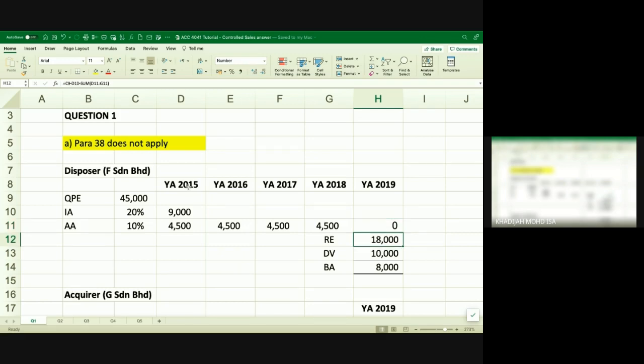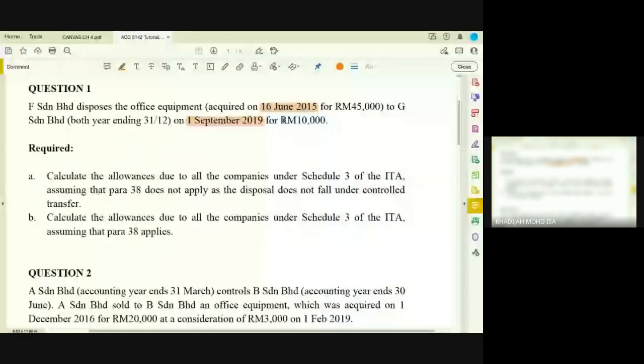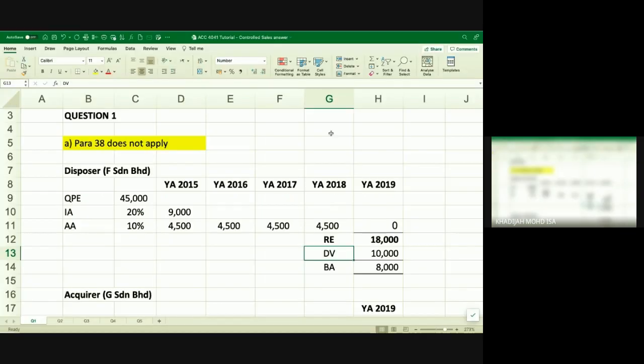Then you compute what is your RE. So in this case, your RE is your 45,000 minus all these allowances that you have claimed, amounting to 27,000. So 45,000 minus 27,000, that's how you get your RE of 18,000. Yeah. And then what is your disposal value? In this case, you can sell the asset for 10,000 ringgit. So that is your disposal value. Remember, this is third party. So you put that disposal value, then you have a balancing allowance of 8,000. Right? Is that clear?